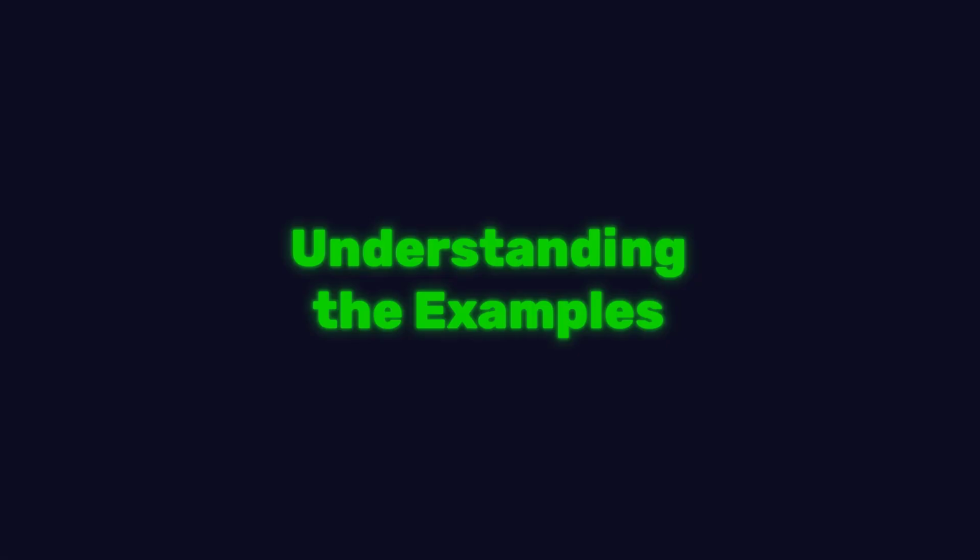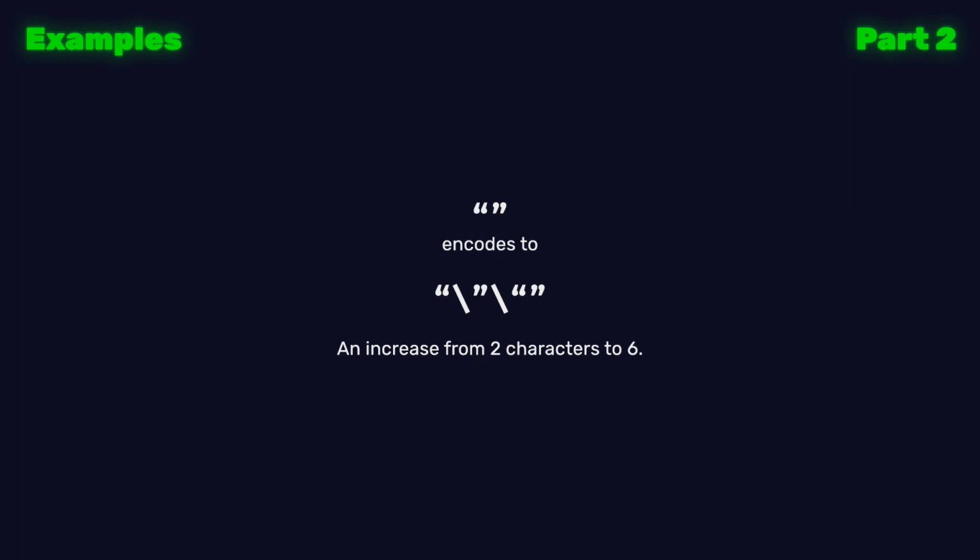Let's look at an example again. Again, we have the minimal case of just 2 double quotes. We shall encode this into a new string, so we need a double quote at the start and at the end, and then we need to escape the 2 double quotes of the original string. We do that by inserting 2 backslashes in front of them. This increases the number of characters from 2 to 6.